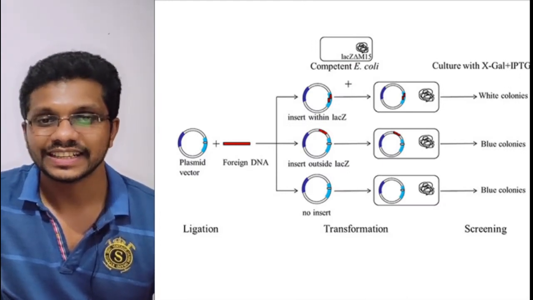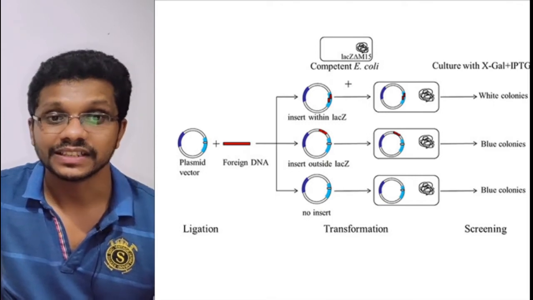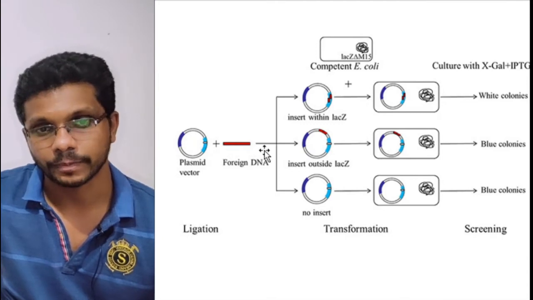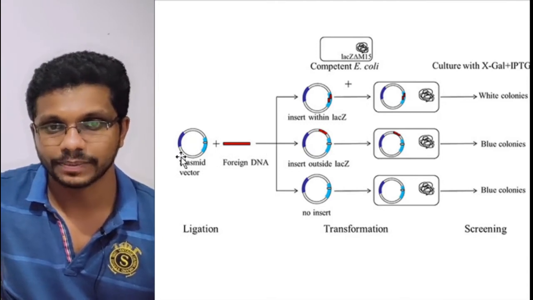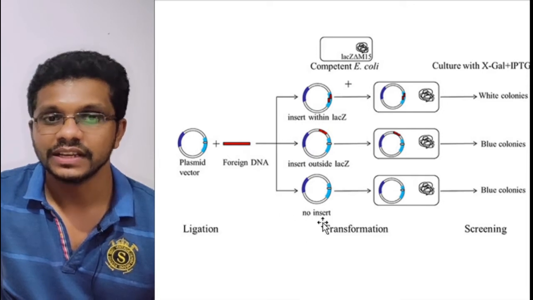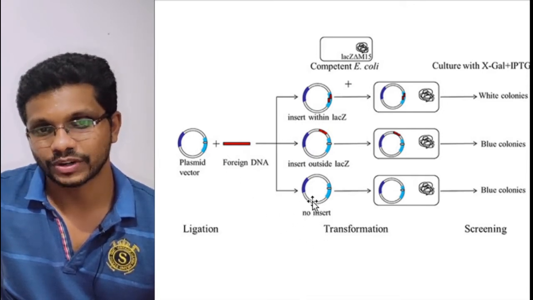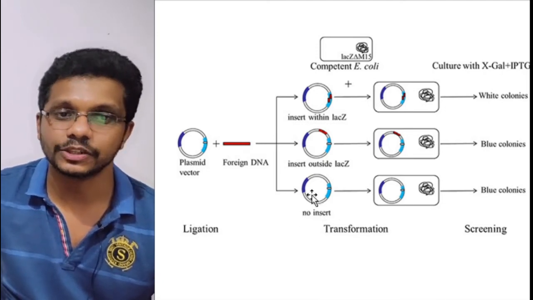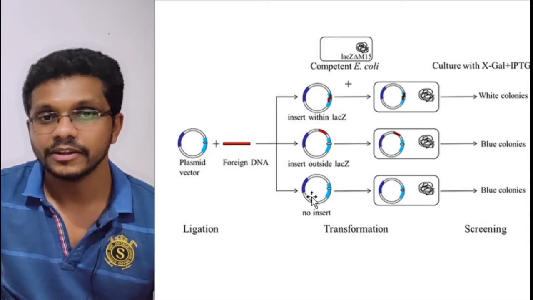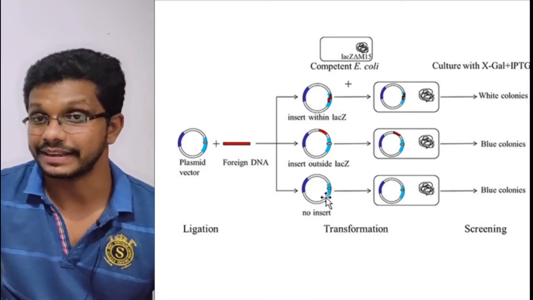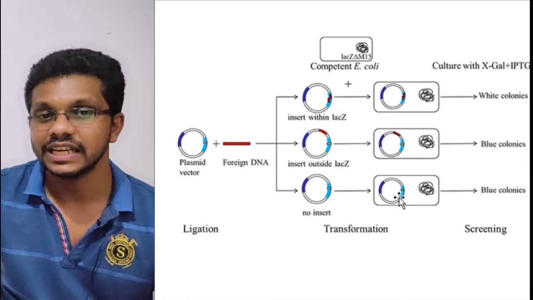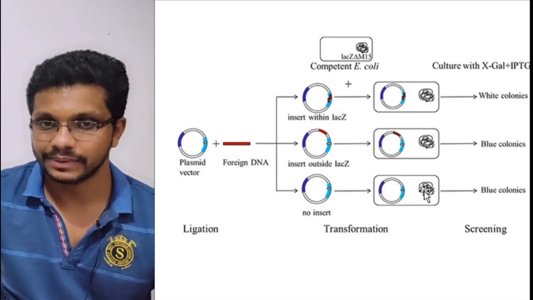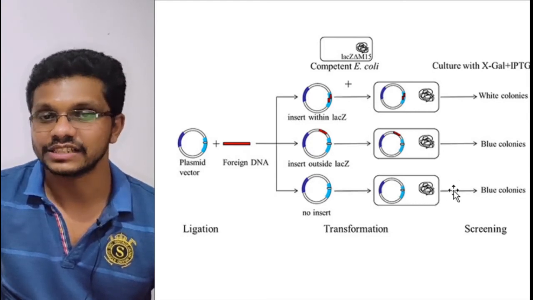We have different possibilities here. This is our pUC18. We have the foreign DNA. When we try to insert the foreign DNA into the plasmid, we have different possibilities. Maybe the plasmid does not accept the foreign DNA. If it is not cloned in the multiple cloning site, the multiple cloning site will be intact. If the multiple cloning site is intact, it will produce alpha peptide, and the alpha peptide combines with the omega peptide to produce functional beta galactosidase, and the cells will be blue in color.